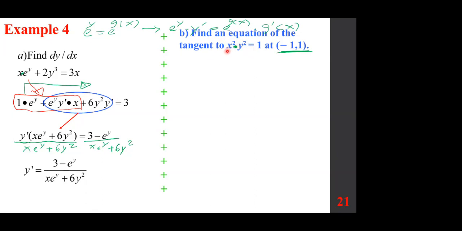X squared gives us 2x times y squared. Y squared gives us 2y prime, or dy dx, times x squared, and the right side is just a number, so it becomes 0. So x squared gives you 2x times y squared. Y squared gives you 2y prime. Again, you're done. You simply have to move the 2xy squared to the right and divide by 2yx squared.